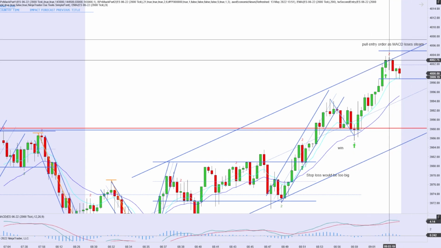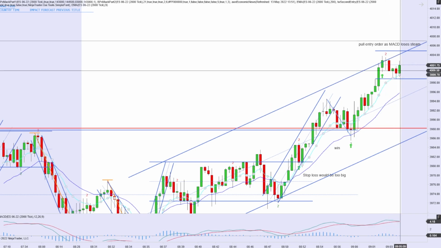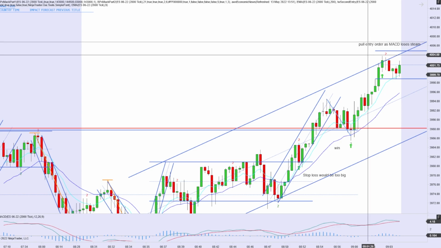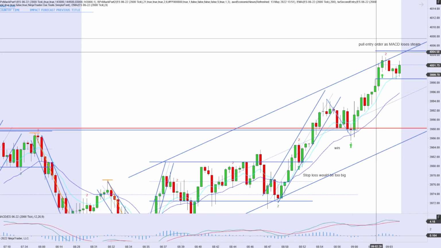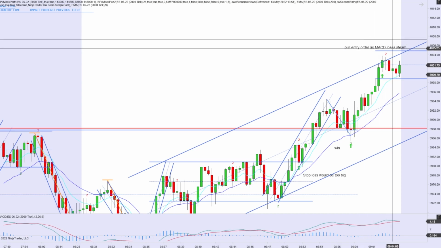Now, I started to think a little bit as we continue to get more bars here. We never had a close below the 9 EMA, but I was thinking to myself, are there any other situations I could see myself in where I would take my entry out of the market before it triggers? And so I had this little note: pull entry order as MACD loses steam.